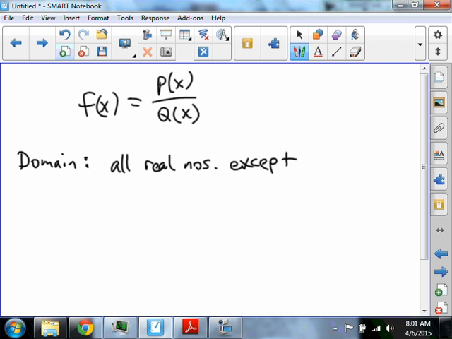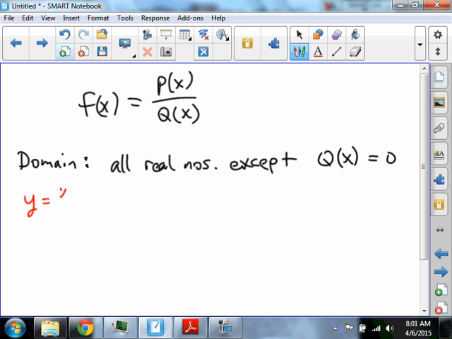Zero is not allowed to happen for the denominator. The denominator is not allowed to equal 0. So what we say is the domain is going to be all real numbers except where the denominator equals 0, because if the denominator is 0, then we have division by 0. So let's take a quick look at 3 particular rational functions.